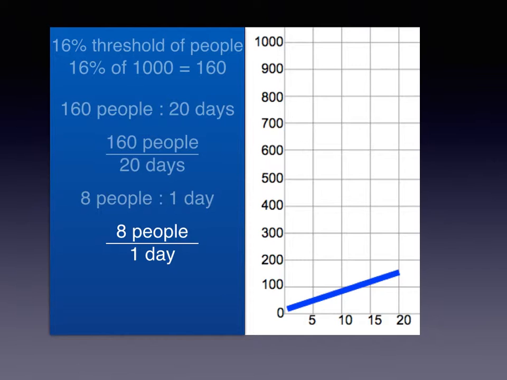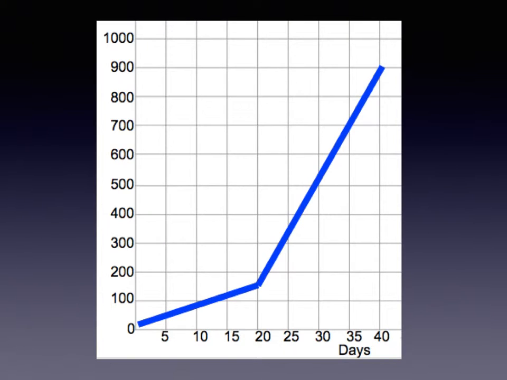Now, if we were to say then in every 5 days how many people are joining, we could look at the graph and see our person moving along the scale. So for example, in 5 days, we know that there would be a total of 40 people joining the movement. By day 10, we know that now 80 people would have joined. In 15 days, we would have 120, and by the 20 day mark, we would have our 160, which is a 16% threshold.